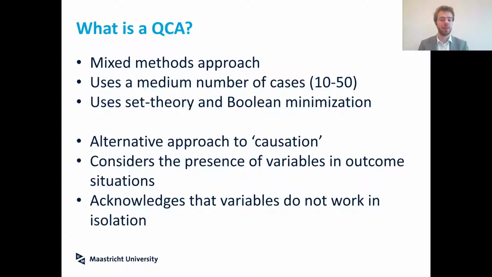Because it considers the presence of variables in outcome situations. And presence of variables meaning different variables and how they can work together. Therefore, it acknowledges that variables do not work in isolation, which is something that is very commonly seen in quantitative methods such as regression models, where you have to introduce a specific effect modification if you want to account for the effect of two or more variables working together on an outcome.